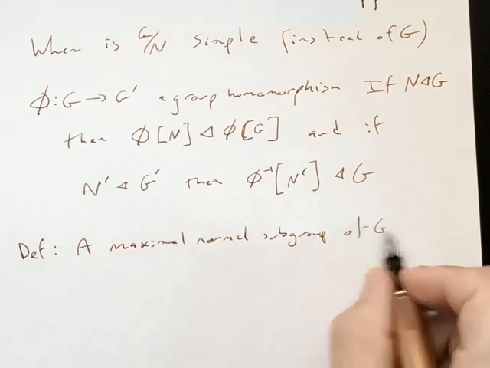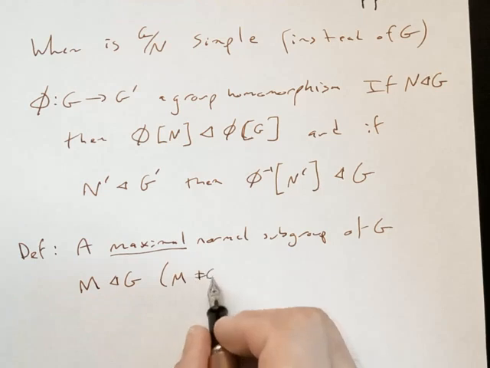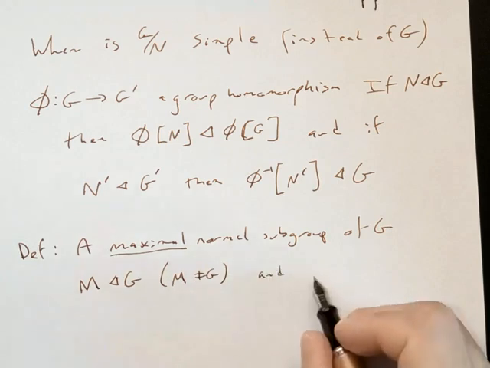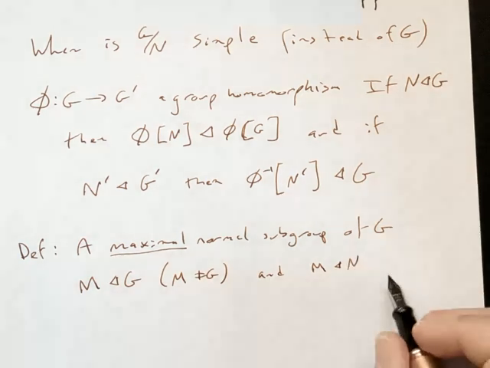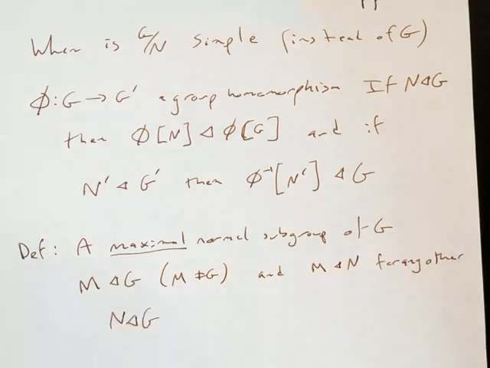A normal subgroup M is maximal if it's proper and M is not a subgroup of N for any other proper normal subgroup N of G. Maximal, not maximum. I've made this distinction in other classes too.